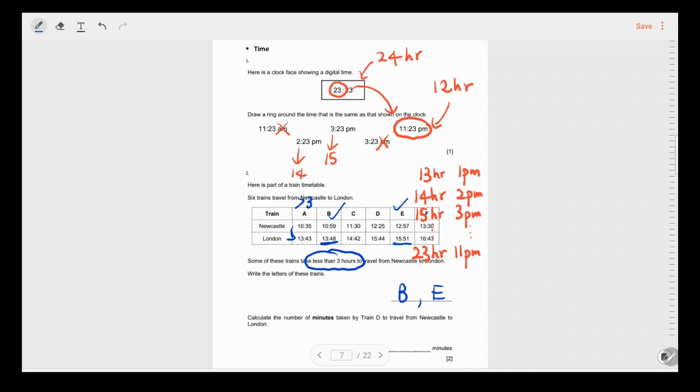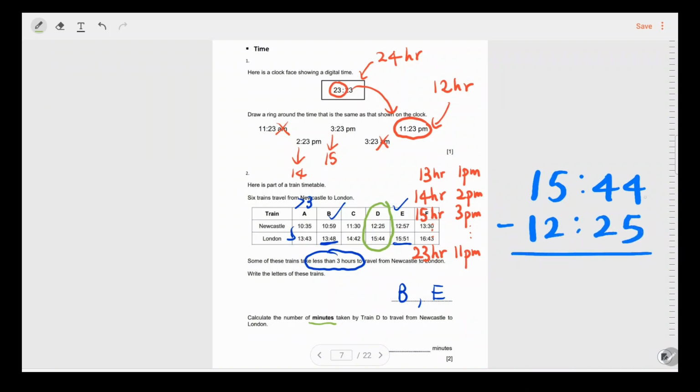Pretty simple, right? The next question says, calculate the number of minutes taken by train D to travel from Newcastle to London. So these are the values of train D. In order to check the time duration, you need to subtract the starting time from the arrival time. So that would mean we have 15:44 minus 12:25.